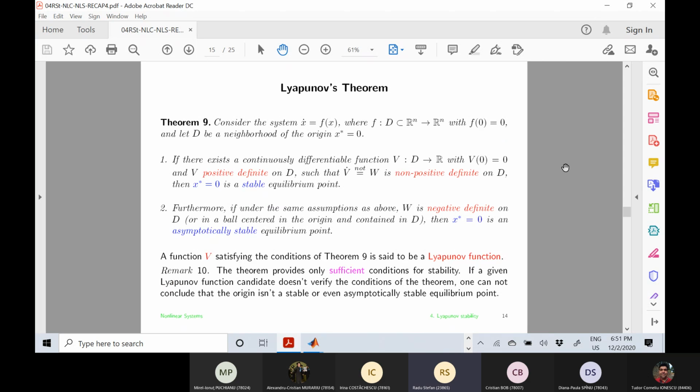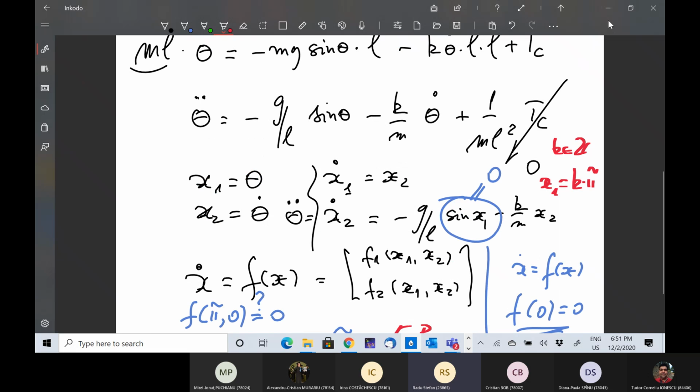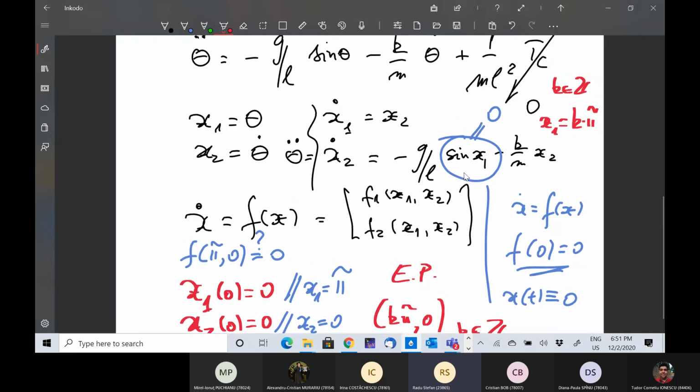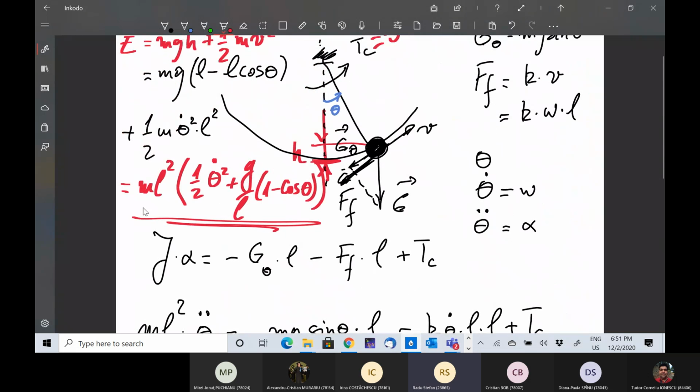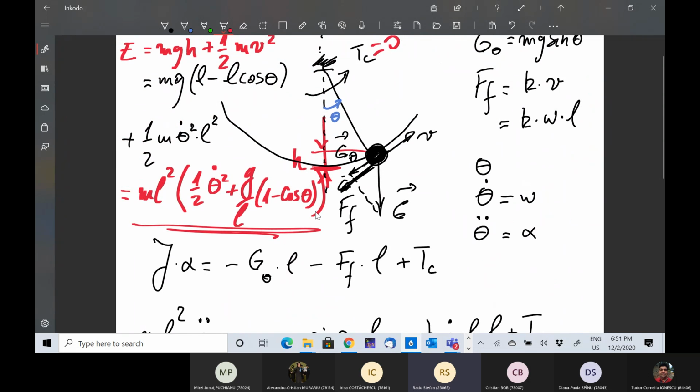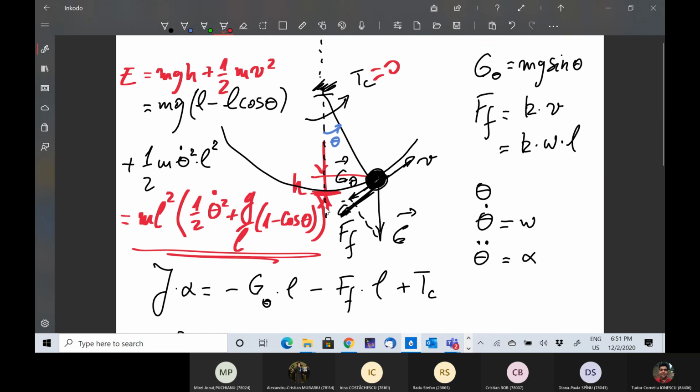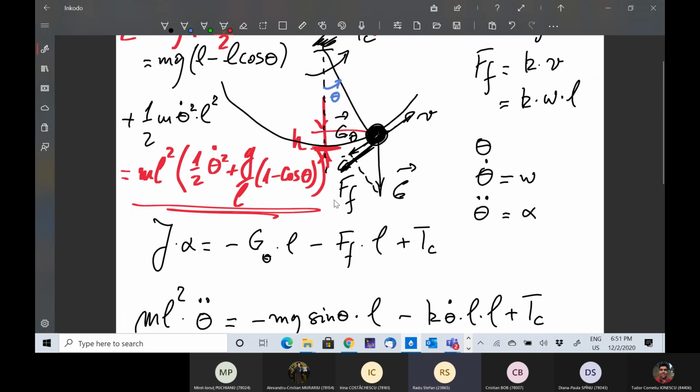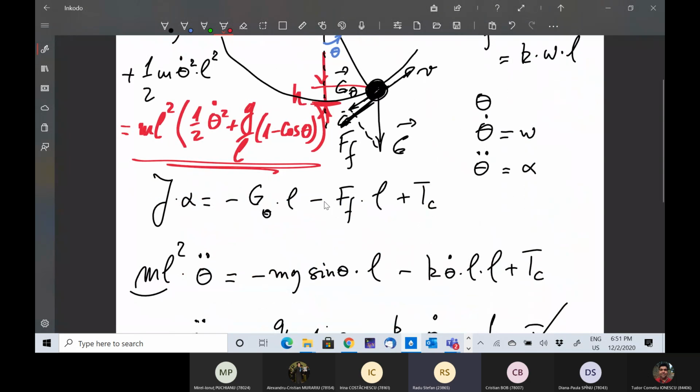Getting back to our Lyapunov theorem, look what is written here. If there exists... so we just took a Lyapunov candidate here. It was this function as a Lyapunov candidate, right? But what happens if we would go for another function? I will open this discussion immediately after the break.